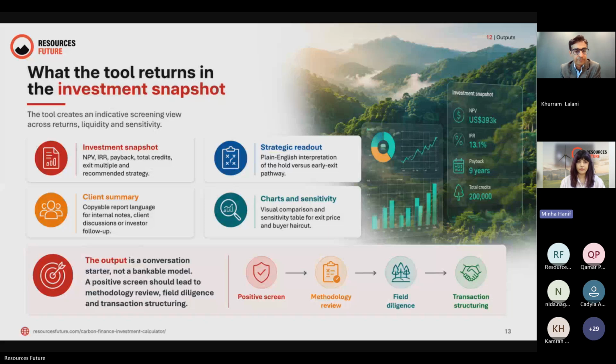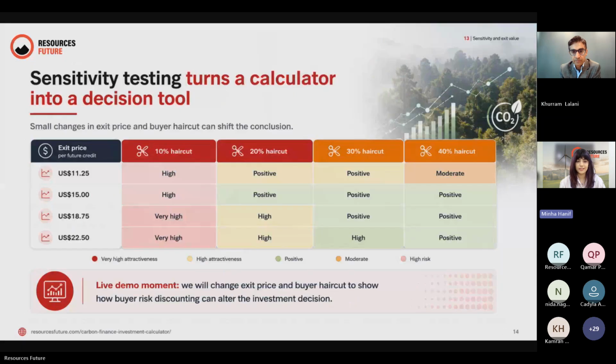Okay, so I think we have covered this slide, what the tool returns in the investment snapshot. We just saw this. Then we have sensitivity testing, which turns a calculator into a decision tool. So we have one more question, I think, before we continue. Sure.